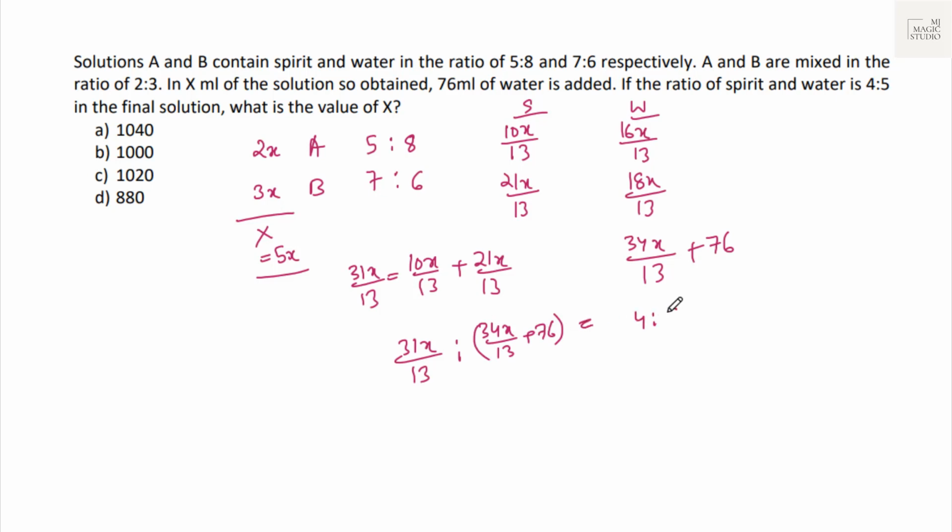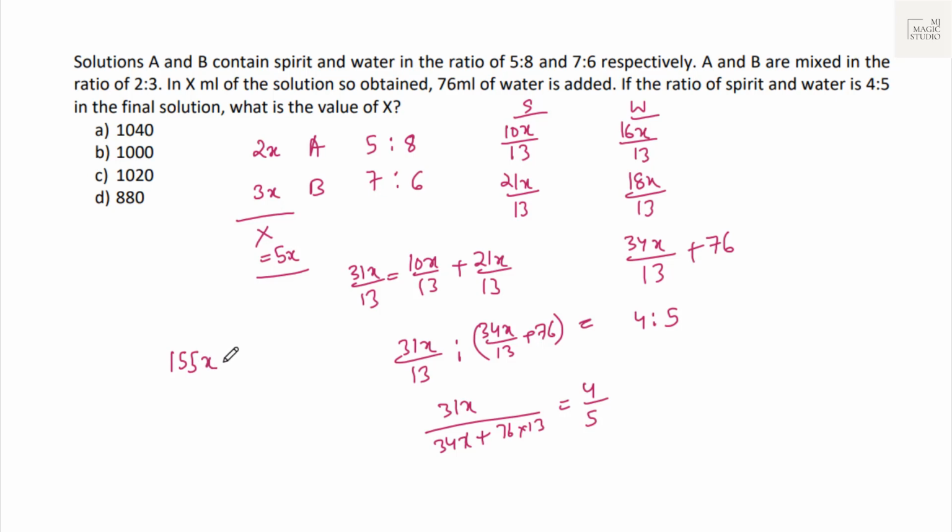This is equals to 4:5. Okay. So let me multiply this by 13. 31x by 34x plus 76 into 13 is equals to 4 by 5. We need to solve this and find the value of x. What is the value of capital X? Capital X is 5x. If we can find the value of 5x, that is the thing.